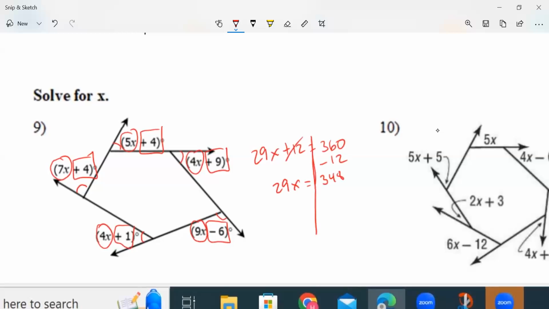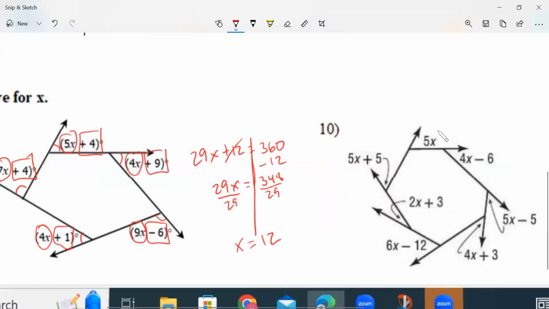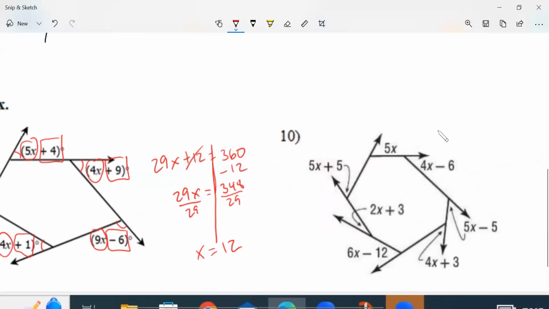Let me draw this longer so I don't get confused. Now to get the x by itself, let me divide both sides by 29. I get that x is equal to 12. Good. The instructions say solve for x, so I'm done. Let's take a look at question number 10 here.